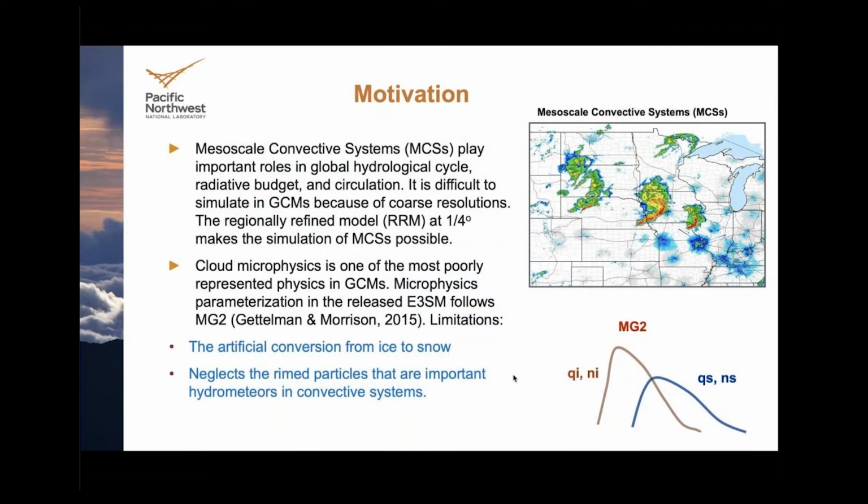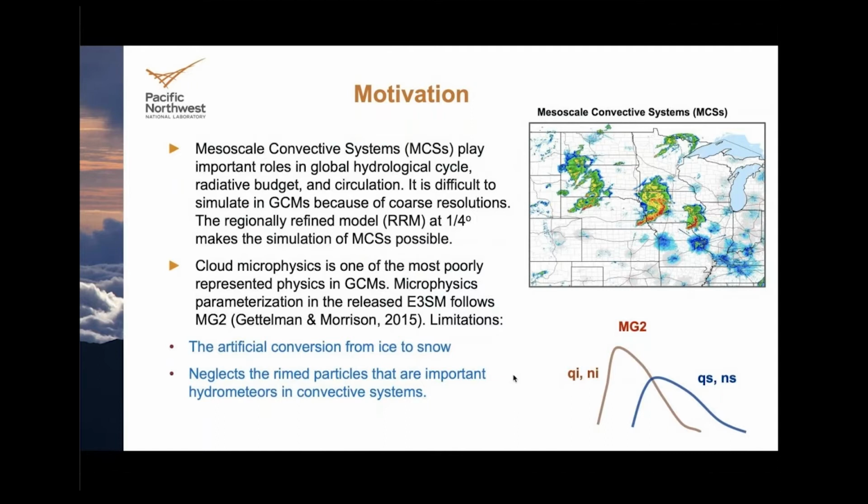Mesoscale convective systems play important roles in the global hydrologic cycle, radiative budget, and circulation. But they are difficult to simulate in global climate models, GCMs, because of coarse resolution. The regional refined model, such as at 1/4 degree, makes such simulation possible.